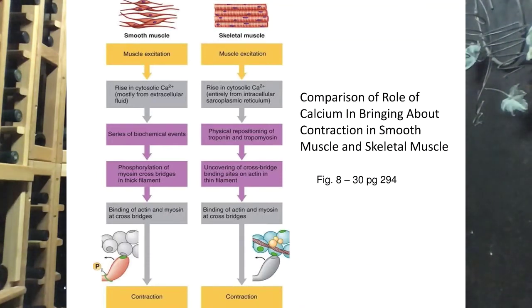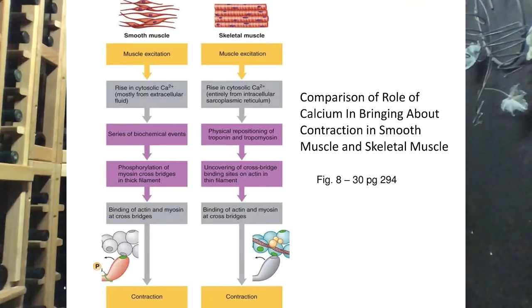Okay? Also, the next steps that occur are different in smooth muscle and skeletal muscle. In smooth muscle, it's a series of biochemical events, activating the enzyme and phosphorylating myosin. In skeletal muscle, it's a series of physical events that occur. It's the physical repositioning of troponin and tropomyosin. And then we can get our cross bridging and power strokes.